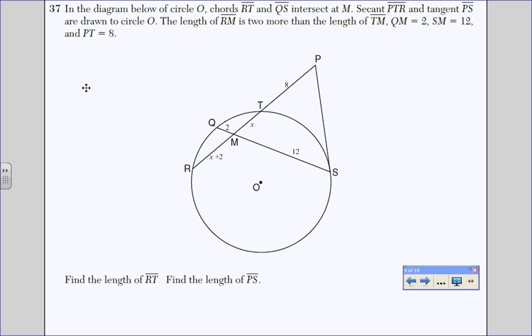The length of RM is 2 more than the length of TM. QM is equal to 2, SM equals 12, and PT equals 8. Find the length of RT, find the length of PS.